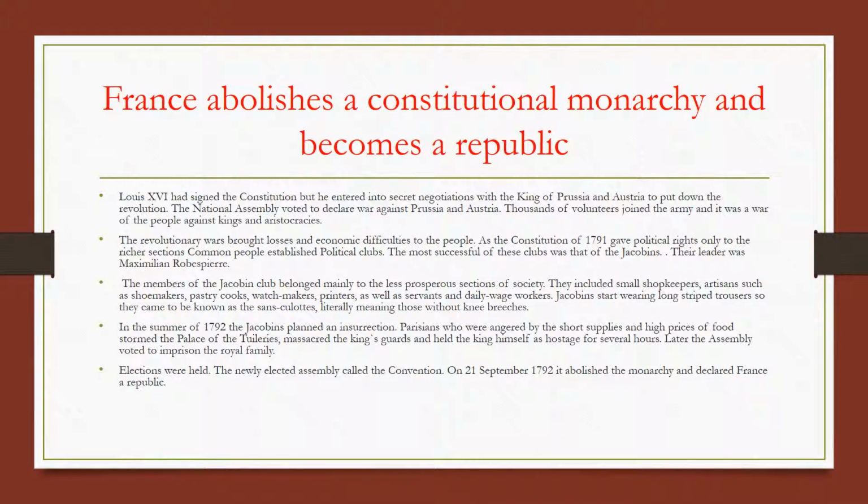Parisians who were angered by the short supplies and high prices of food stormed the palace of the Tuileries, massacred the king's guards and held the king himself as hostage for several hours. Later the assembly voted to imprison the royal family. Elections were held. The newly elected assembly was called the Convention. On 21 September 1792 it abolished the monarchy and declared France a republic.